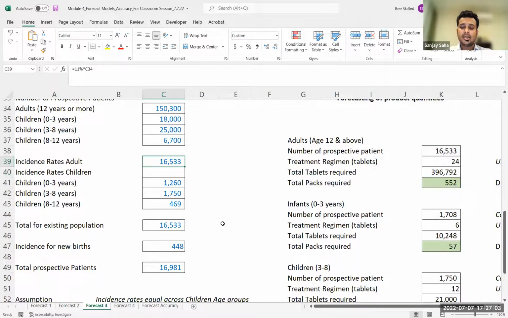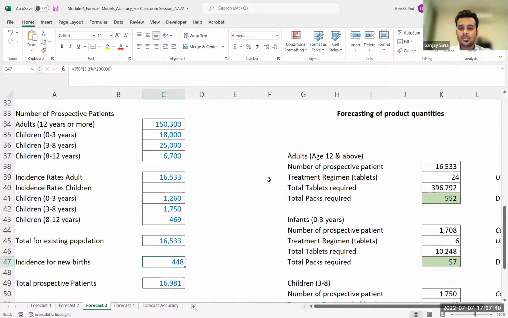Now, we also know that every year there's a 3.2% growth rate. So we know that 3.2% additional newborn children will be there, and the incidence rate is 7%. So 200,000 multiplied by 3.2% gives us the growth next year. And then if we multiply it by 7%, we come to about 448 patients in the bracket of 0 to 3 years who can be new additional patients for the next year. So using this data, that is the prospective number of patients.